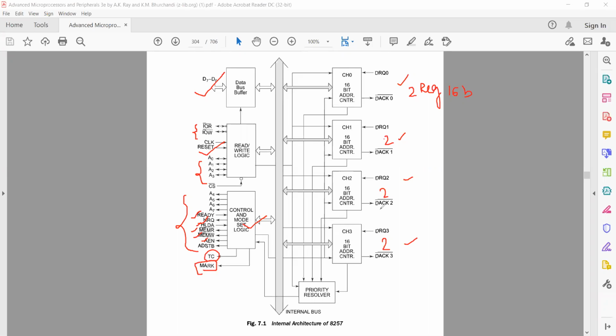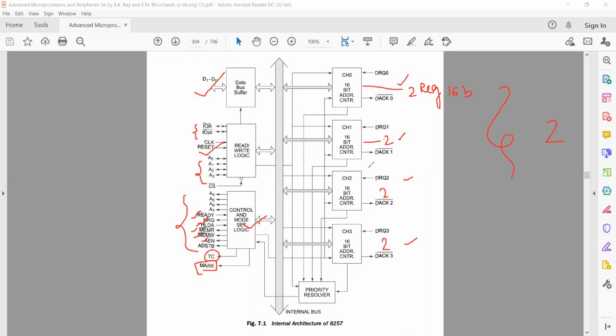And for all these channels combined, we'll have another 2 resistors, which will be controlling all these channels. Hope you are understanding this. We have 4 channels here to transfer data to and fro from this particular device, and each channel will have 2 resistors of size 16-bit. So 4 into 2, 8.